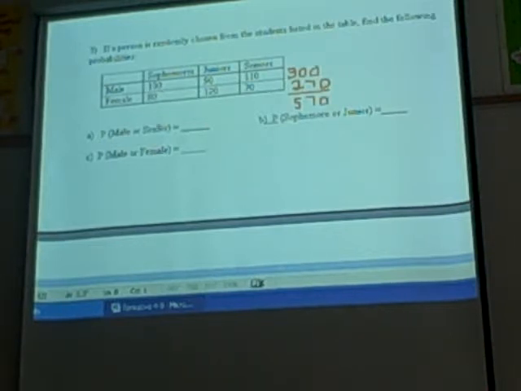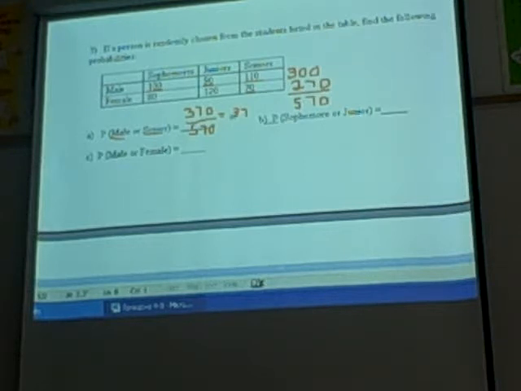Okay, probability of being male or a senior. So all you need to really do here is add together all the males, which are these 300 right here, plus who else? So 70 seniors. So how many would that be total? 370, 300 males plus 70 seniors. So you're gonna have 370 divided by your total, which is 570. And then if you reduce, divide them both by 10, answer to this one would just be 37 out of 57.